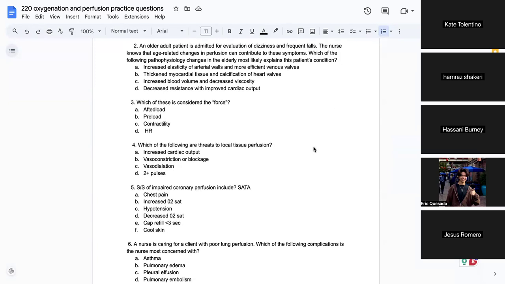All right, number two, an older adult patient is admitted for evaluation of dizziness and frequent falls. The nurse knows that the age-related changes in perfusion can contribute to these symptoms. Which of the following pathophysiology changes in the elderly most likely explains this patient's condition? A, increased elasticity of arterial walls and more efficient venous valves. B, a thickened myocardial tissue and calcification of the heart valves. C, increased blood volume and decreased viscosity. D, decreased resistance with improved cardiac output.